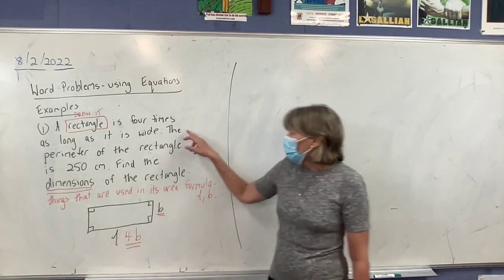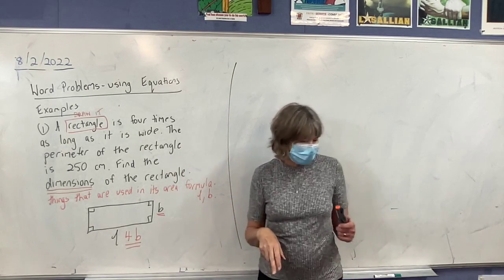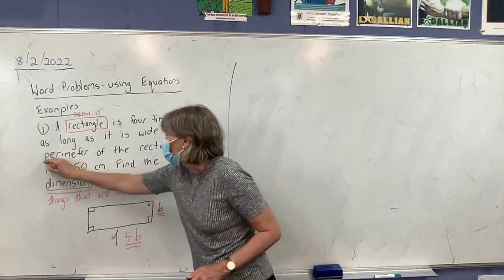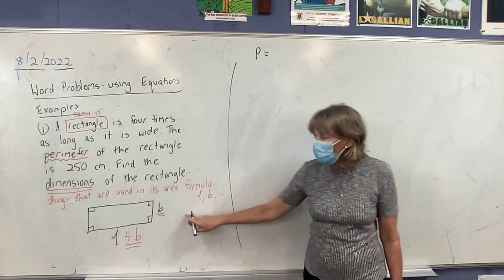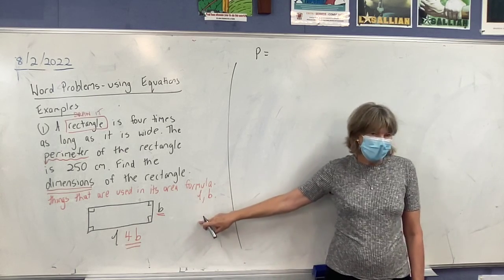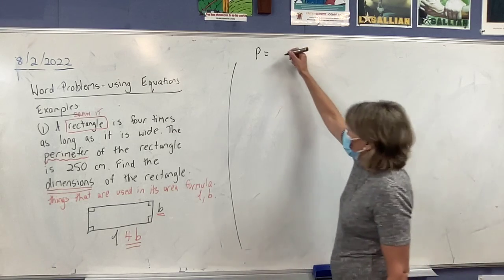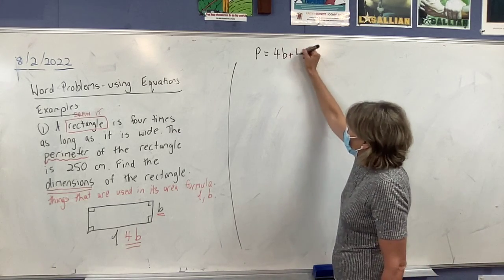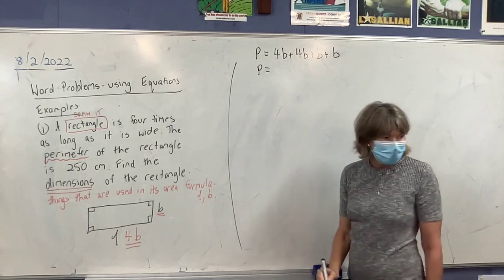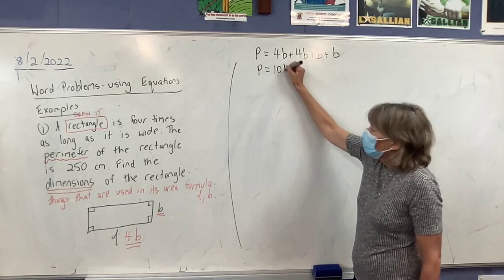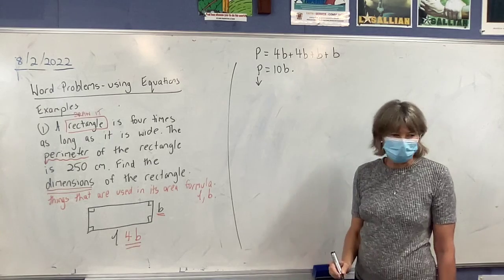Okay, now, there's another sentence here, and it says the perimeter of the rectangle is 250 centimetres. So when they're looking at perimeter, you're going to start with P equals and do what you would normally do for this shape that we're looking at. So how would we write the perimeter down there? Noah? 4B plus 4B plus B plus B. Keep going. Can you simplify that for me? 10B. 10B, good.